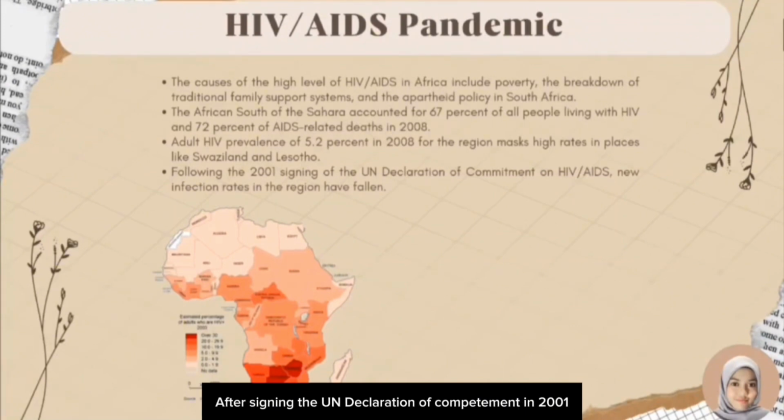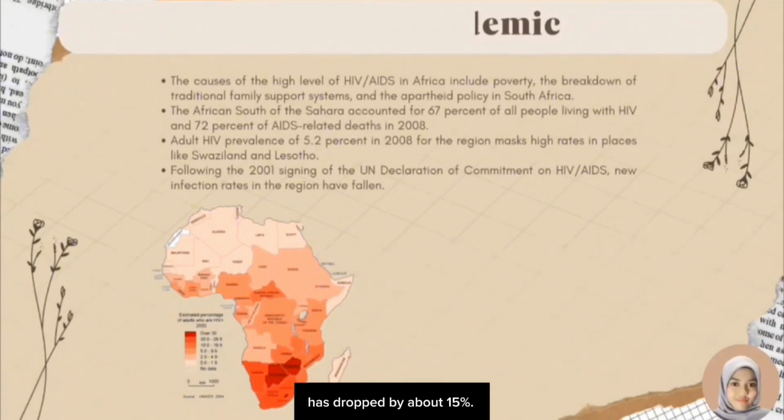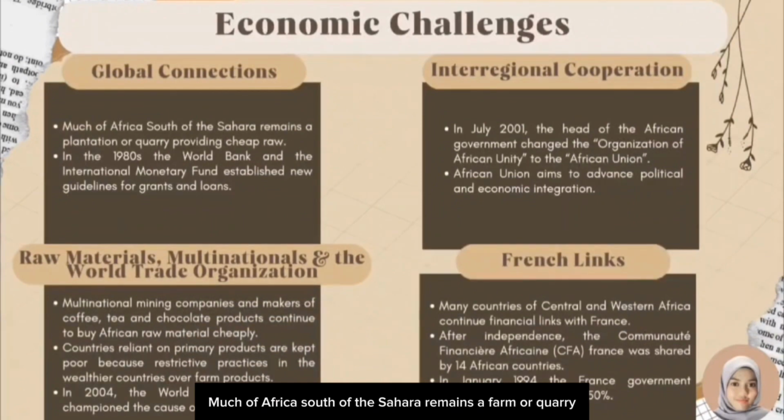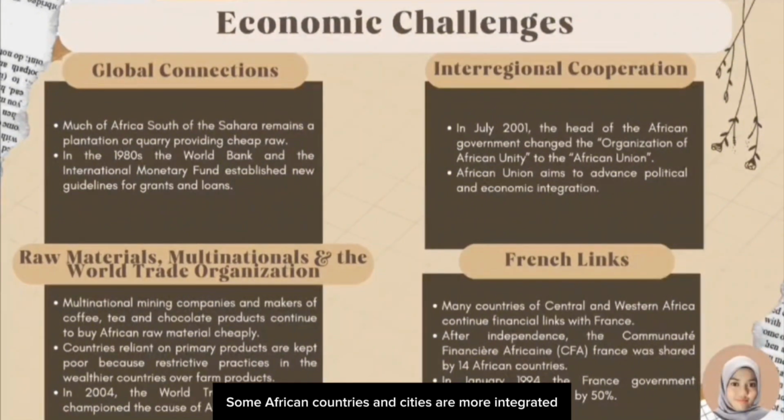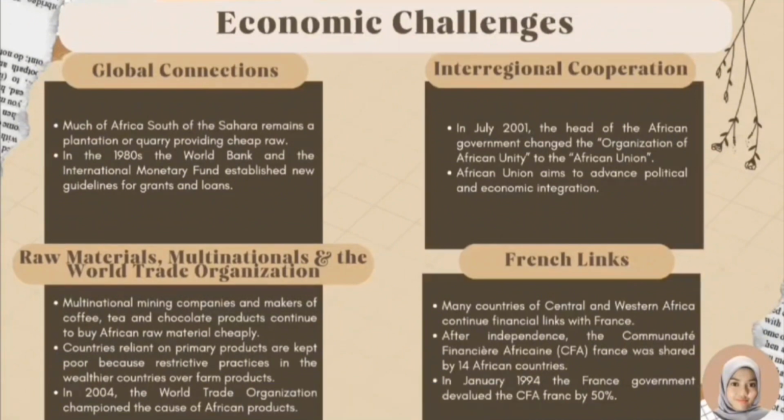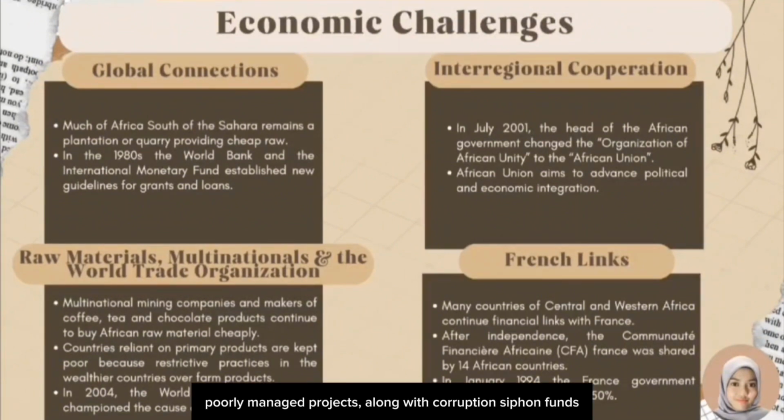After signing the UN Declaration of Commitment on AIDS in 2001, the rate of new infections in the region has dropped by about 50%. Much of Africa south of the Sahara remains a farm and quarry that provides cheap raw materials to the rich Western world. Some African countries and cities are more integrated into the global economy because ports and airports connect commercial farms and mining to reach national markets. Yet, in some countries, public energy projects along with connections funnel funds into private bank accounts.